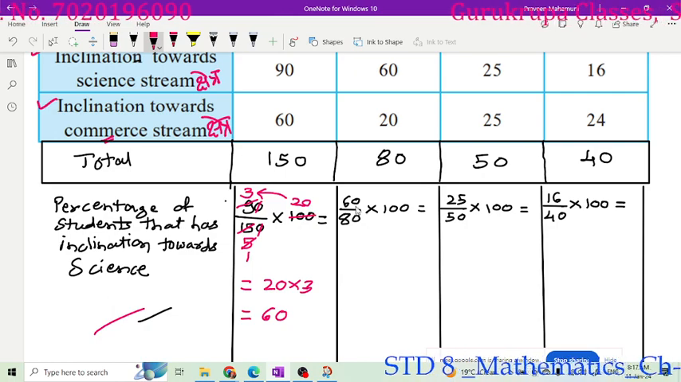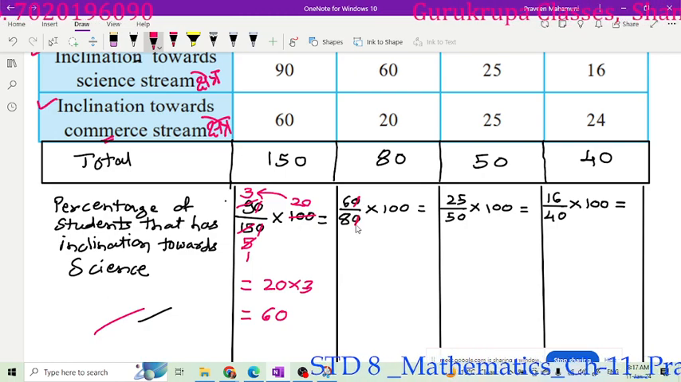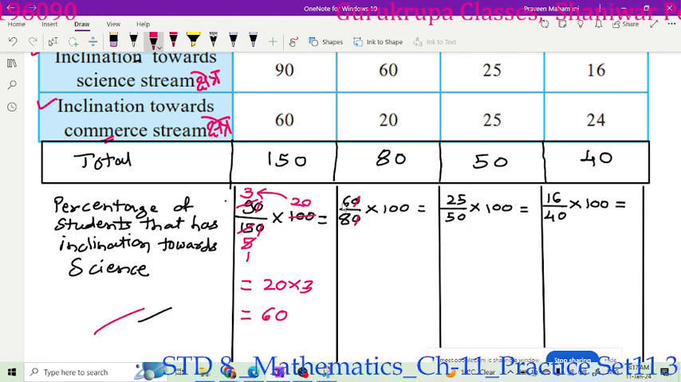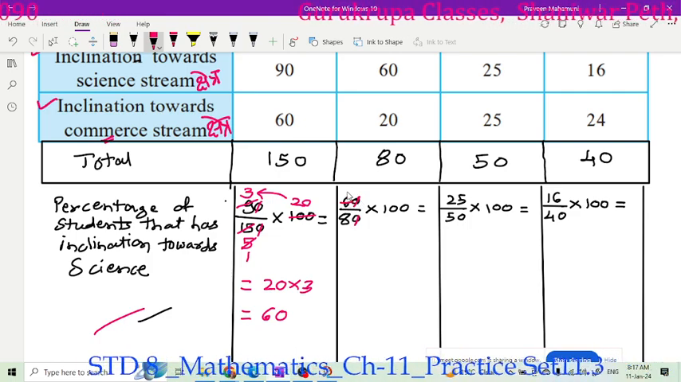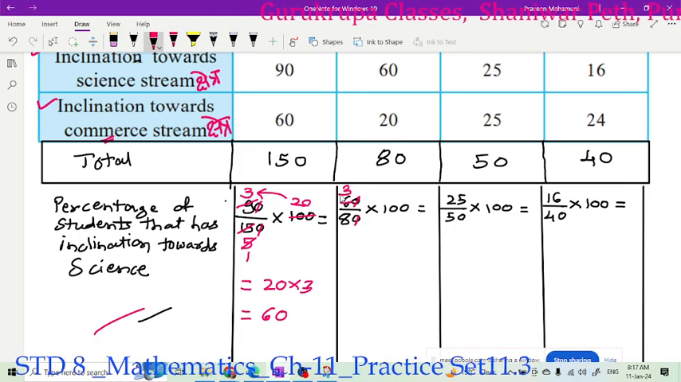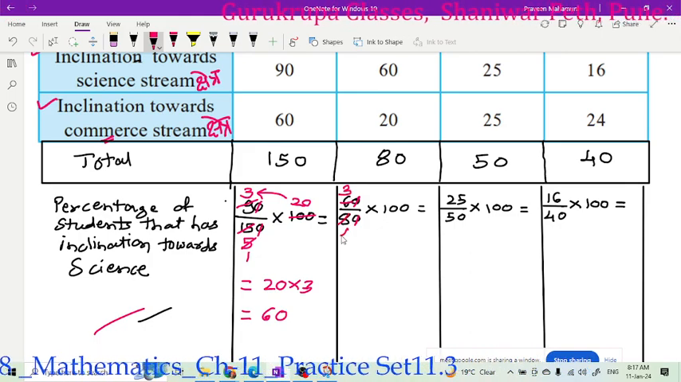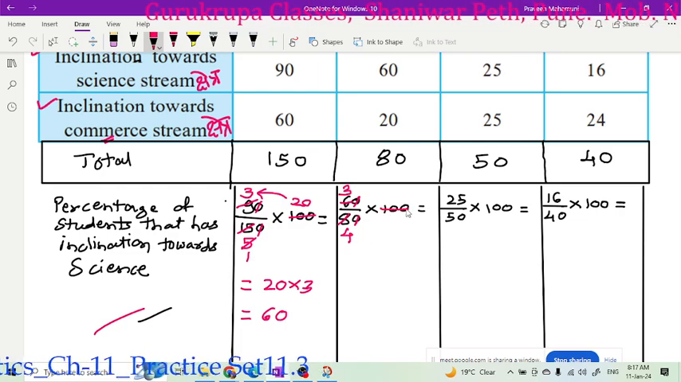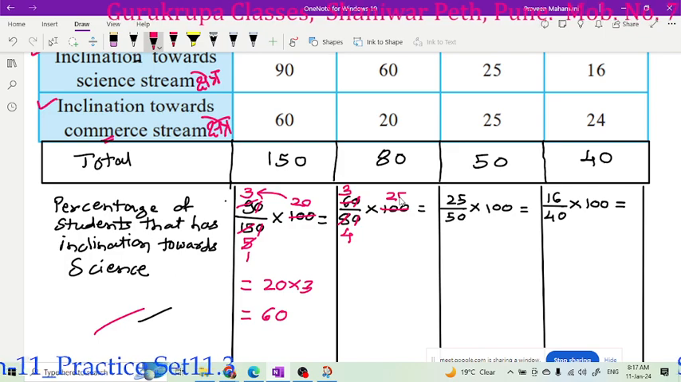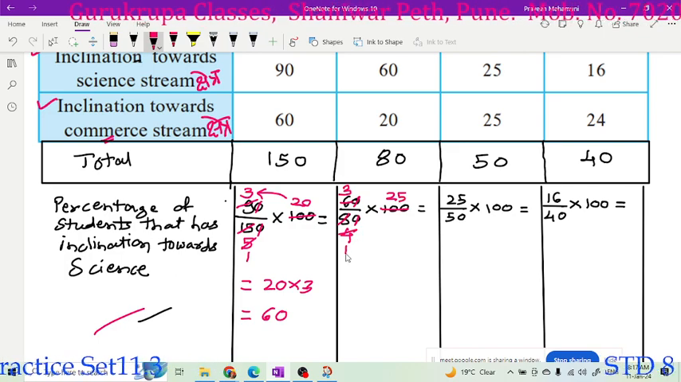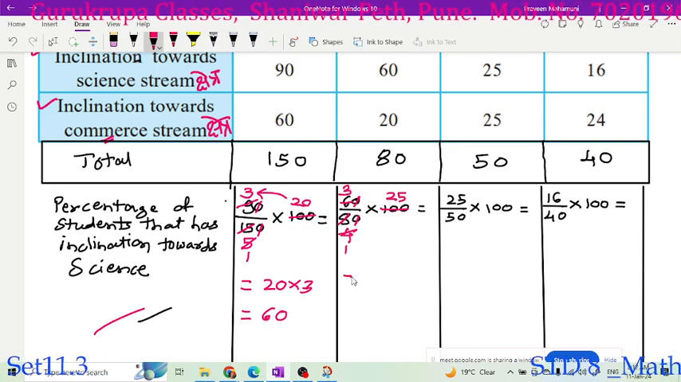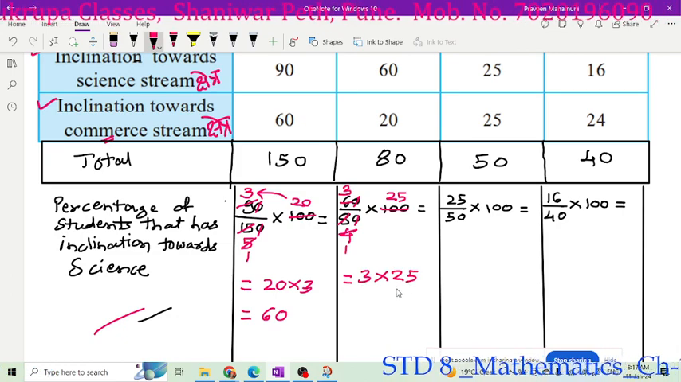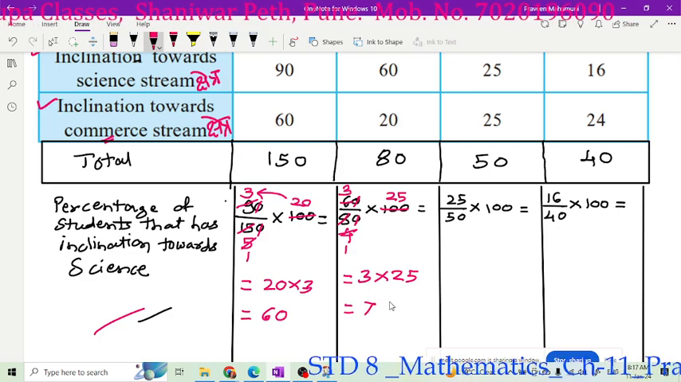Next, cut the zero of 80 and 60. Now 8 and 6 are in the table of 2. 2 3s are 6, 2 4s are 8. And 4 are 100. As we know that 25 4s are 100, so we get 25. So for calculation which numbers did we get? 3 into 25. Obviously we got the answer 75%.